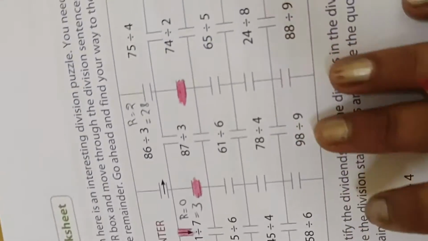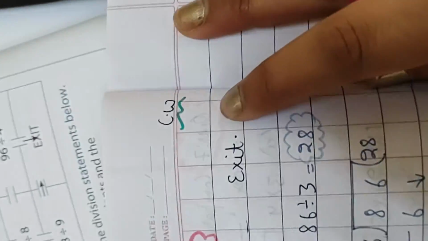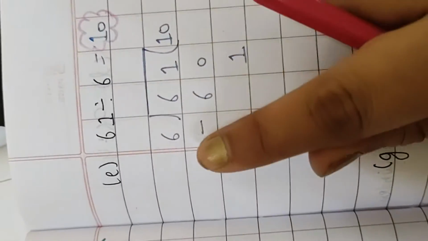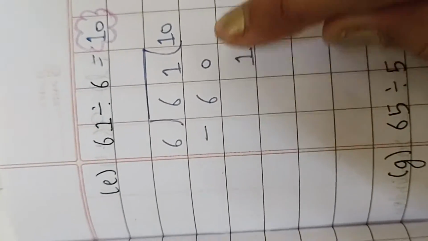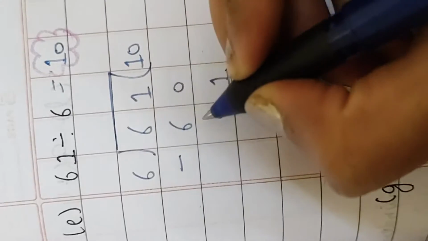For your benefit I have written all the sums that we will be doing. Okay, so now as you can see here, 61 by 6 and this 74 by 2. So 61 doesn't come in the table of 6, so we will write 60. 60 does come in the table of 6 at 10, so we will write 1 minus 0 is 1, 6 minus 6 is 0. So we will have written 10 here.